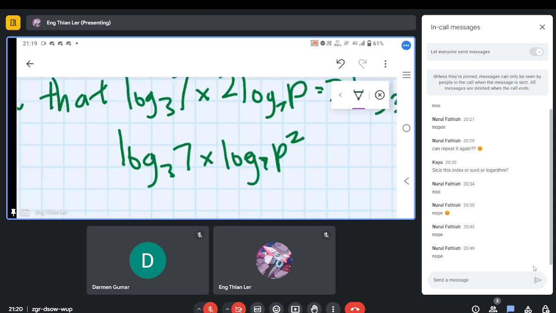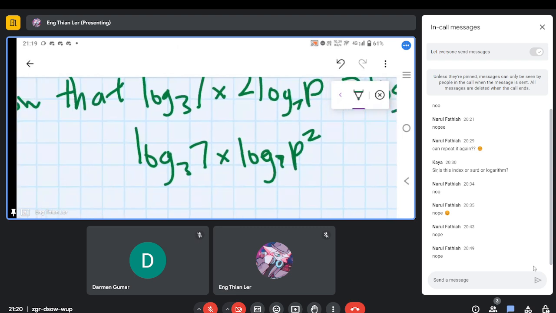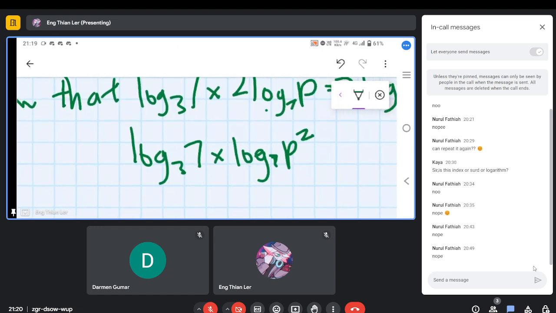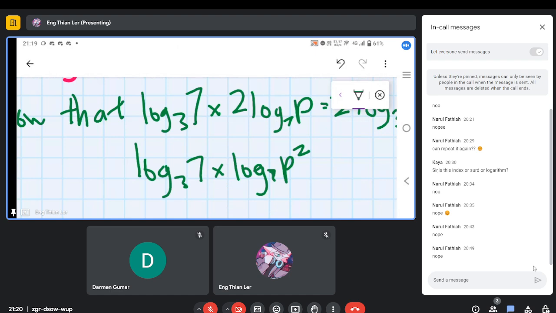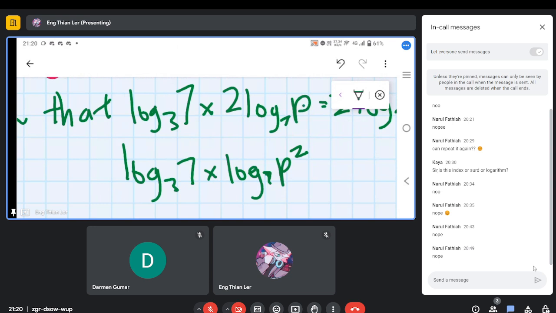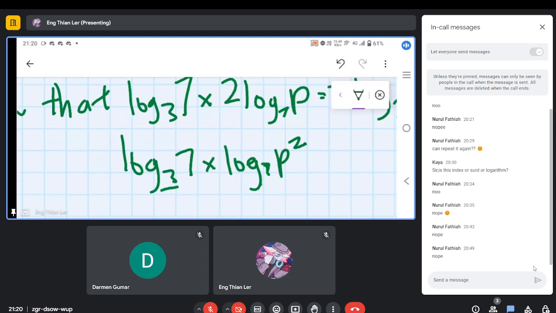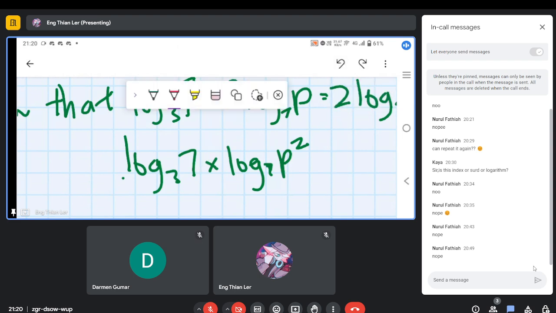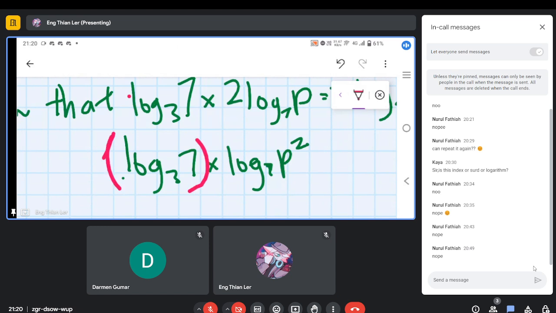Yeah, at first, oh wait, why am I talking about that? It's about changing base. Yeah, so the first thing you need to do is change the base, because this is 3, this is 7. But look at this, we got 3 and 7 here, and we got 7 in p squared. So it will be best if we change the base of this.